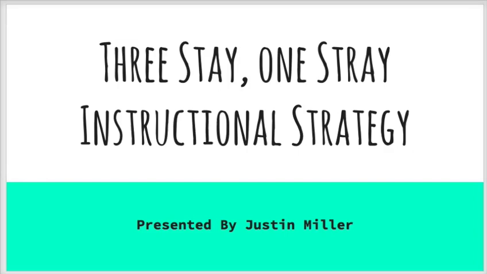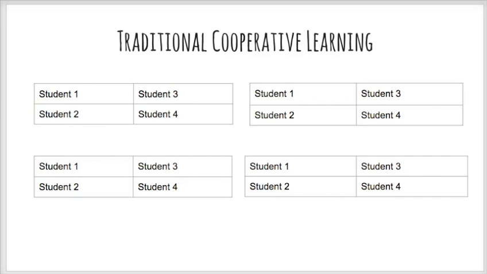It's really a spin-off on our traditional cooperative learning strategy, where you may have four students in a group. You group them heterogeneously. It's what you learn your first year in a grad school class about how students learn better in groups and when they're engaged.